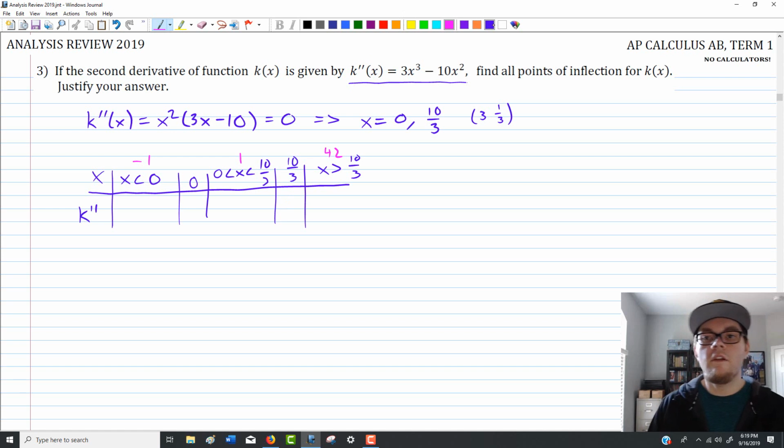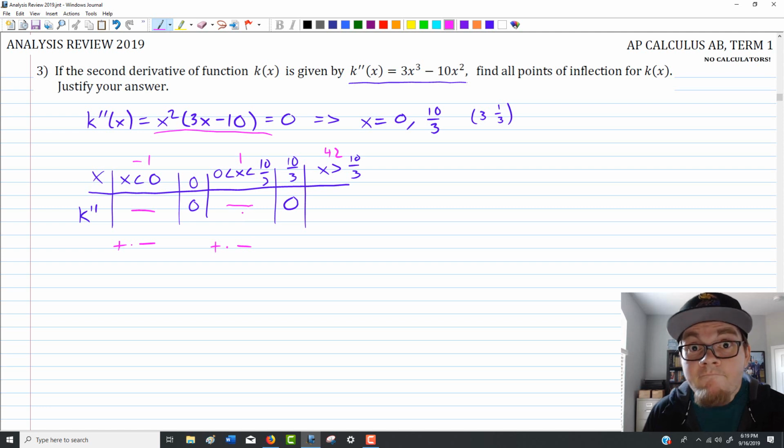So as far as our other values in here, I should have marked them first. We know both of these produce 0 in our second derivative. So if we plug in -1 up in here into our second derivative, we're going to have positive times negative is negative. If we plug in +1, we're going to have positive times negative is negative. And then finally, if we plug in 42, we're going to have positive times positive is definitely positive. Yes, I'm sure I'm positive.